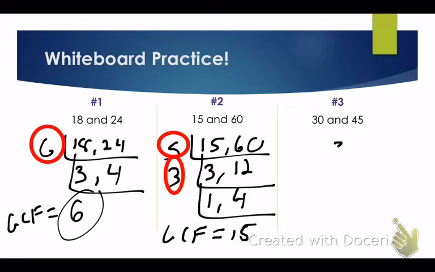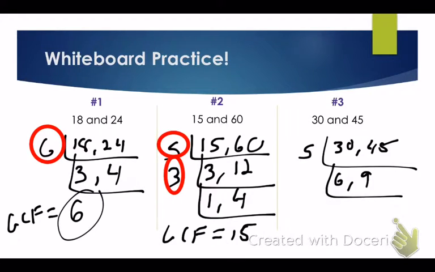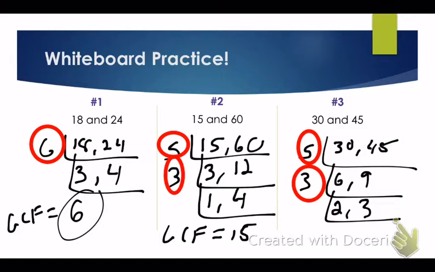30 and 45. Go ahead and start this one. What goes into 30 and 45? Well, I'm going to say 5. How many times does 5 go into 30? Well, that's 6. How many times does 5 go into 45? That's 9. What goes into 6 and 9? Well, 3 does. 3 goes into 6 2 times. 3 goes into 9 3 times. Hey, once again, those are both primes, so we know we're done. 5 and 3, multiply those together. Greatest common factor equals 15 once again. Congratulations. Those are our 3 examples that you should have tried. Hopefully you got them all right.